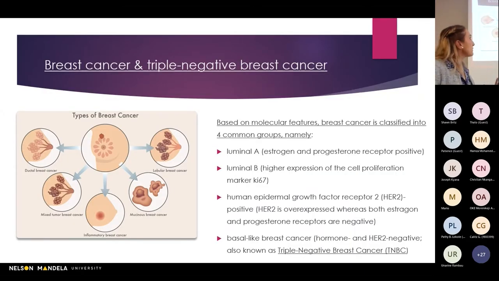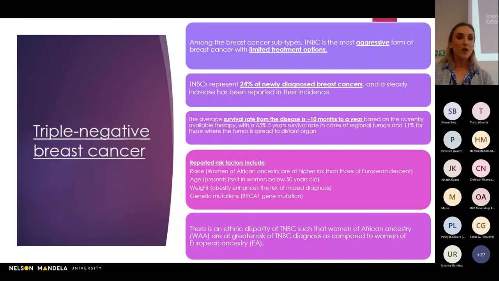Based on the molecular features of breast cancer, it can be divided into four common groups, namely luminal A, which is estrogen and progesterone receptor positive; luminal B, which has a higher expression of the cell proliferation marker Ki-67; human epidermal growth factor receptor 2 positive, where HER2 is overexpressed whereas both estrogen and progesterone receptors are negative; and basal-like breast cancer, which is hormone and HER2 negative, also known as multi-drug resistant triple negative breast cancer.